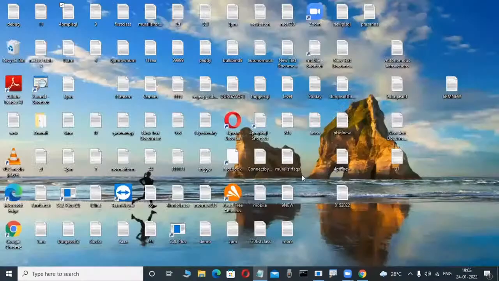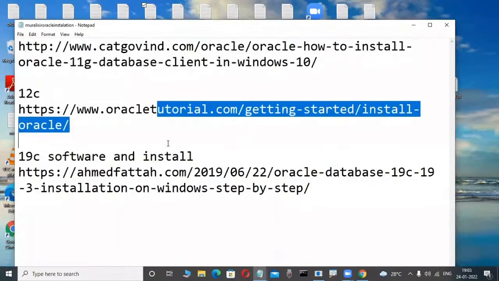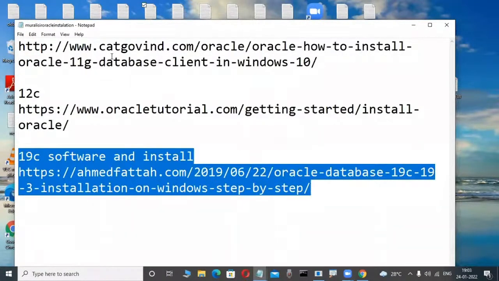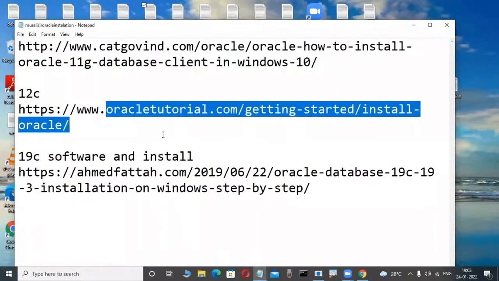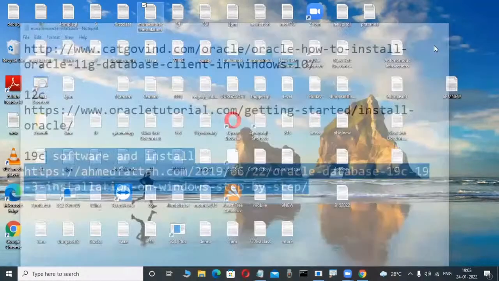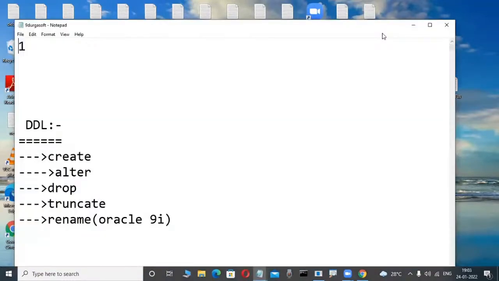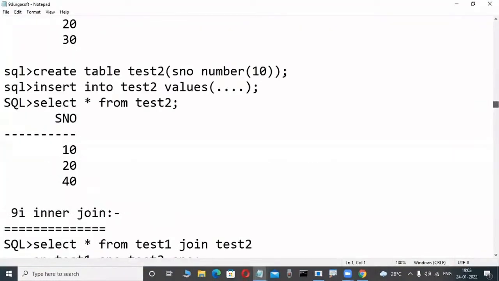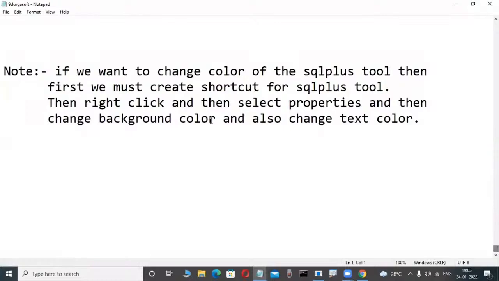Suppose in a future installation, observe which sites we are installing from, easy. All the things I will tell you. Maybe you are interested in 11G, 12C, or 19C, anything. Installation steps also I will tell you. One of these days I will tell you, okay, these are installations.